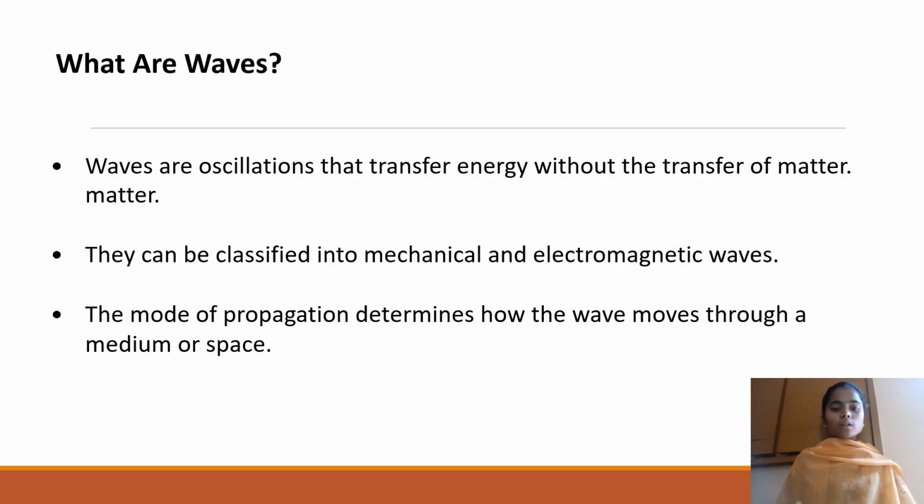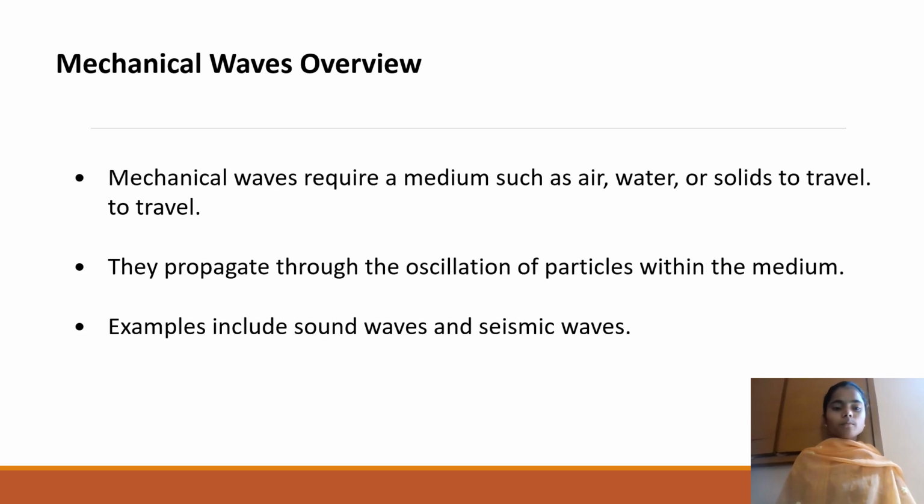Waves are oscillations that can transfer energy without the transfer of matter. Waves can mainly be classified into two types, mechanical waves and electromagnetic waves. The mode of propagation determines how the waves move. It may be either a medium or space.